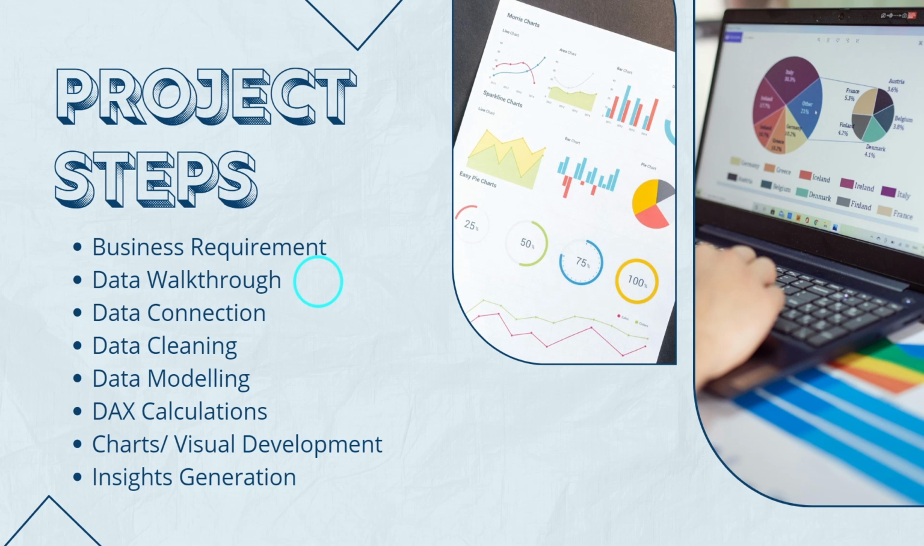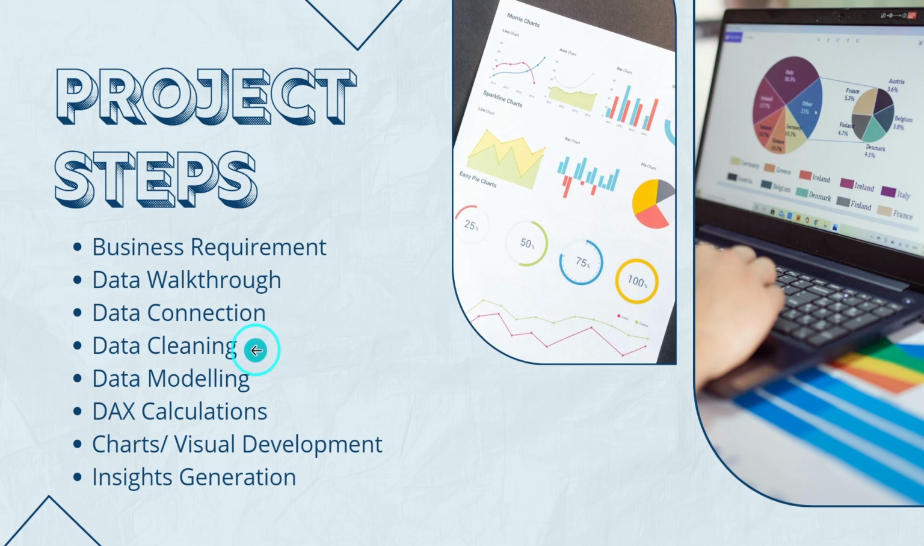And then only we will move on to the next procedure, which would be data connection. After going through the data set, we will connect the data with Power BI. After connecting the data with Power BI, the next procedure is very crucial: data cleaning. Data cleaning basically happens in order to remove the unwanted things which are present in the table.